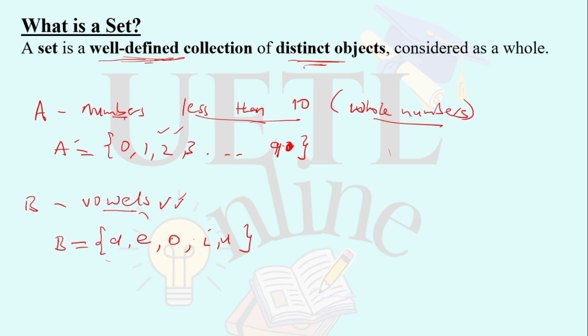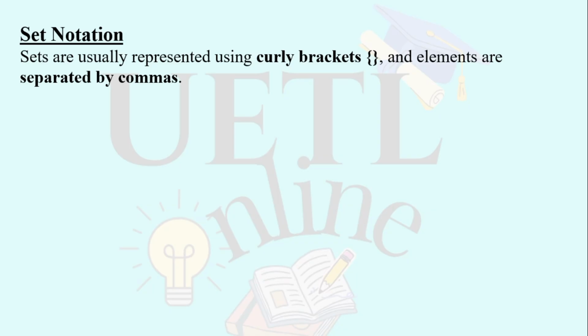Okay, so this is the meaning of a set. If we just group things together, we can say they are a set. Now let's talk about set notation. Set notation is the way we are going to represent our set.